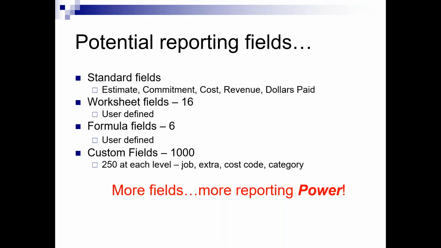Now, in addition to those, you've got 16 worksheet fields that you can work with. Again, 3 at the job, 6 at the cost code, 3 at the extra, 4 at the category, so that you can use a grid to enter those values. Or 6 fields that you can apply a formula to and have the system calculate those values and update those records. And then 1,000 custom fields, 250 at each level. So you need to take advantage of all these extra fields if you're not already, because again, that's what the job cost module is all about, is reporting.